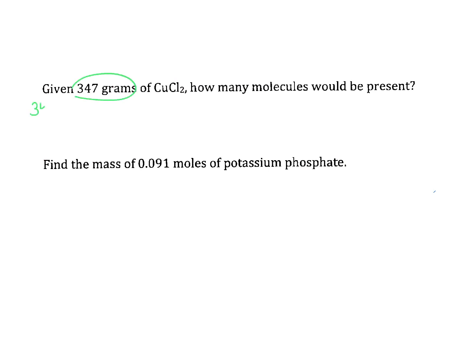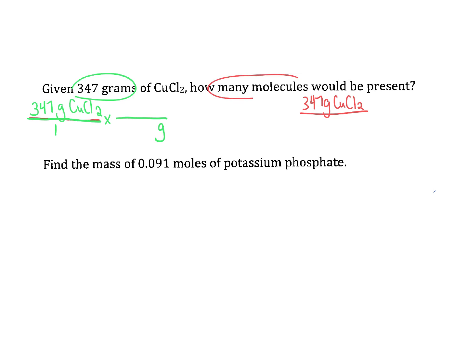So we're given 347 grams of CuCl2. And so if we use the conversion factor method, we want grams on the bottom. And then the key is to look for, what does it want us to find? How many molecules? So if I'm doing the cross multiply, I'm going to put X molecules on the bottom. So I want to find molecules, and I know grams.